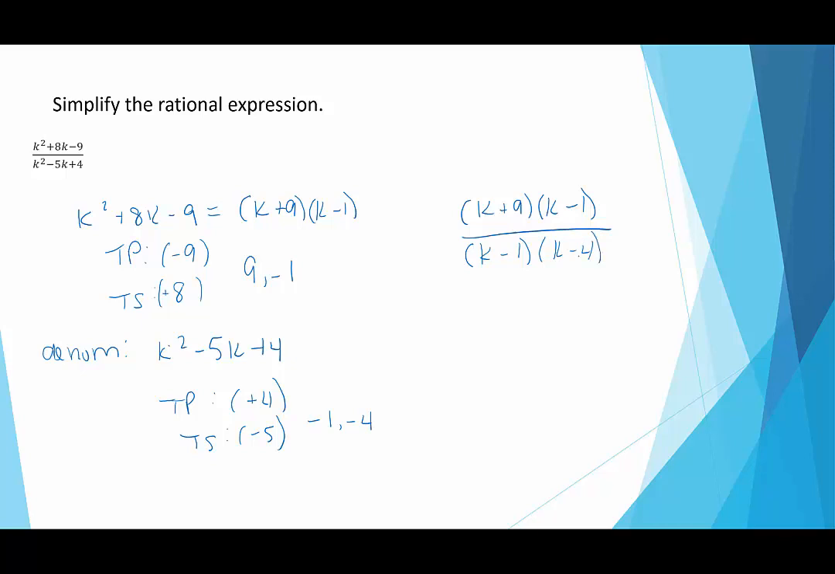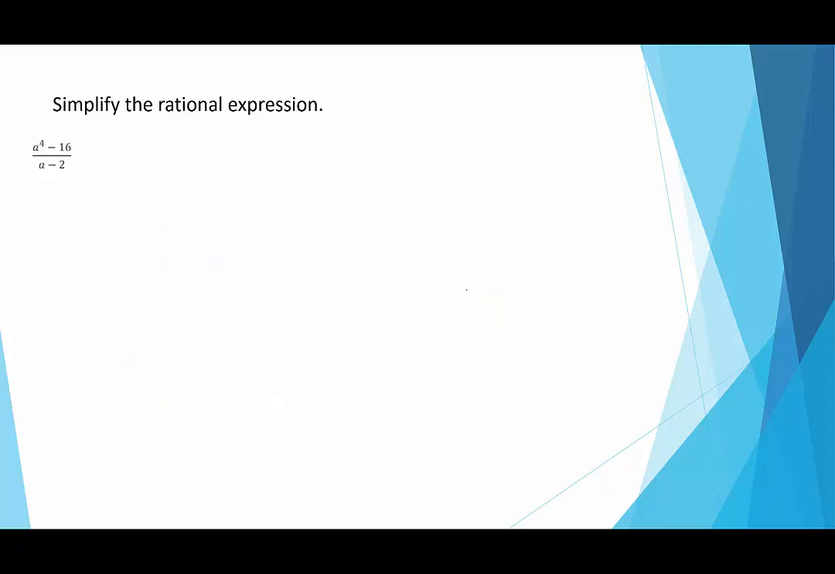Now that it's factored, we can look for common factors. Do you see a common factor between the numerator and denominator? How about that factor of k minus 1? So we can cancel out the k minus 1s, leaving us with our simplified expression k plus 9 over k minus 4. And there it is. So that would be the simplified version of k squared plus 8k minus 9 all over k squared minus 5k plus 4.